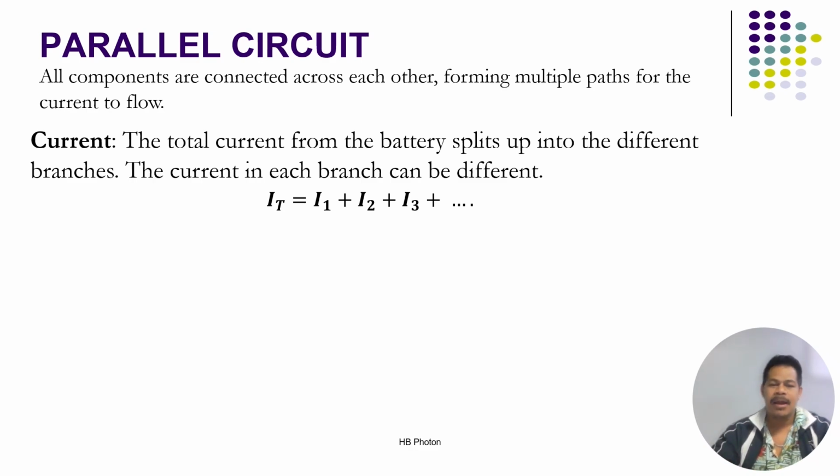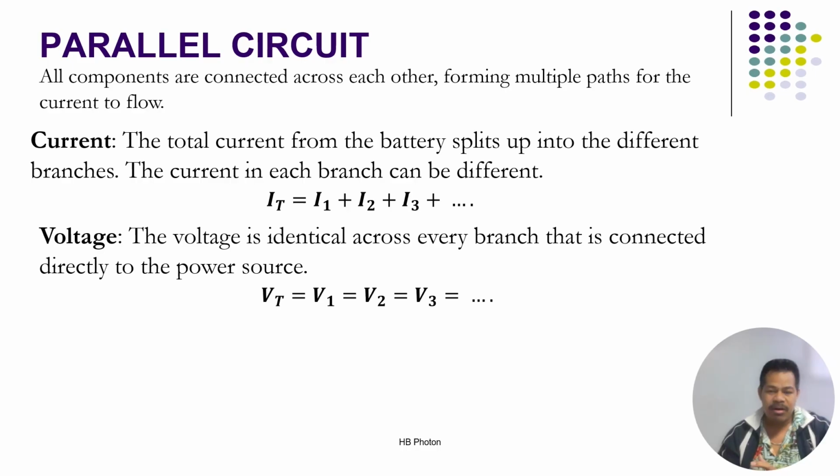Resistors connected in parallel. For the voltage in a parallel circuit, the voltage is identical across every branch. It means same voltage. So whatever the input voltage, that's the same voltage on the resistors connected in parallel. In the formula, VT is equal to V1 is equal to V2 is equal to V3. V1 is the voltage across resistor 1. If it's parallel with resistor 2, then it's the same voltage. So V2 is the same as V1, and V3 as well.